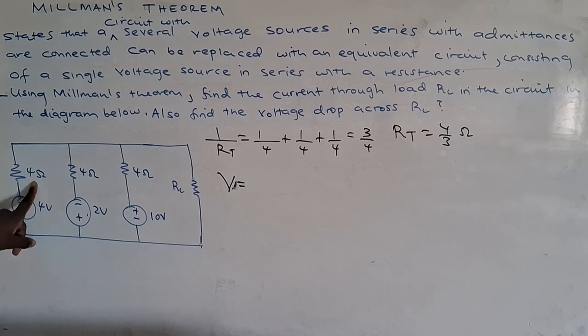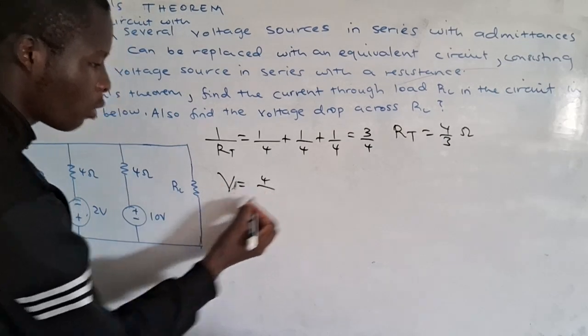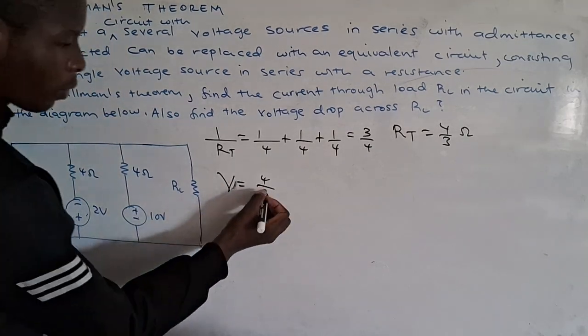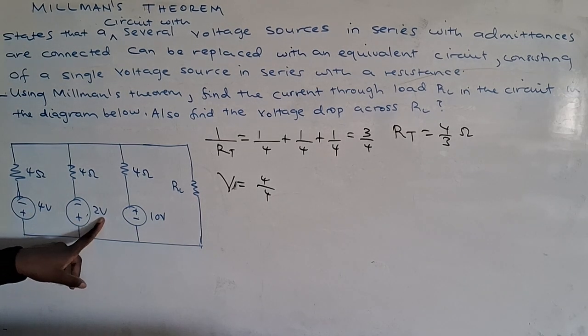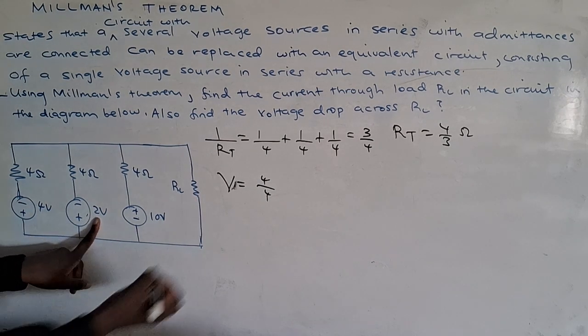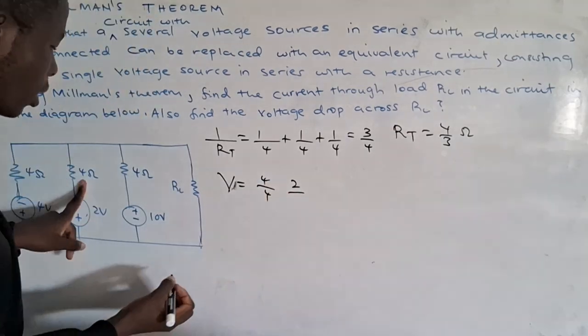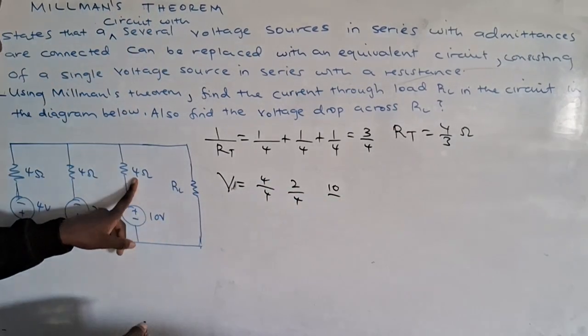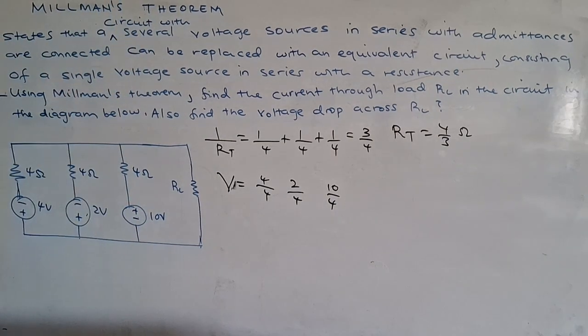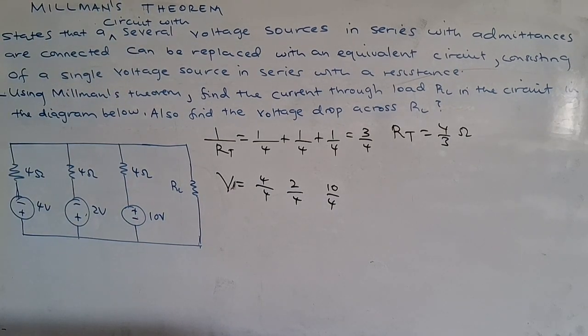So how to find the current now? Current is equal to V divided by R. Here V is 4, divided by R, which is 4. And here, what is the voltage? It is 2, divided by 4. And here it is 10, divided by 4. See, you are supposed to assign the direction of the currents in the branches.